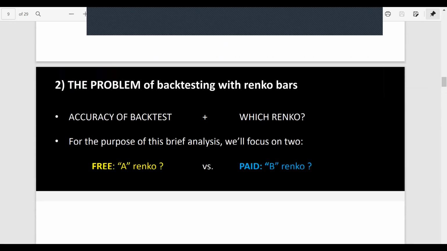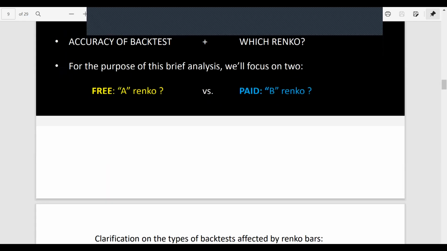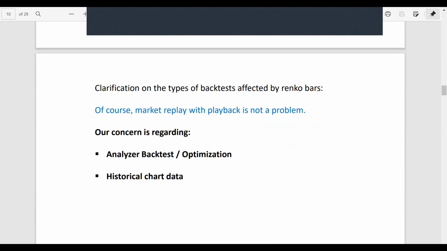So the problem of backtesting with Renko bars, as I have already said, is the accuracy and which Renko bars. We're going to make a brief analysis comparing A and B for our results. And so with Renko bars, there is no problem on market replay when using playback data. That is not a problem. The problem is analyzer and optimization or historical chart data.